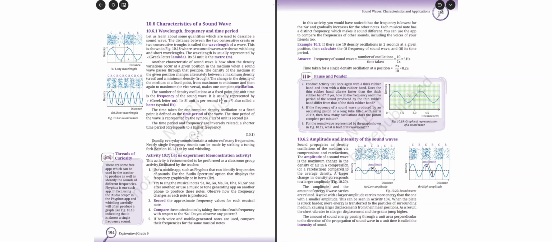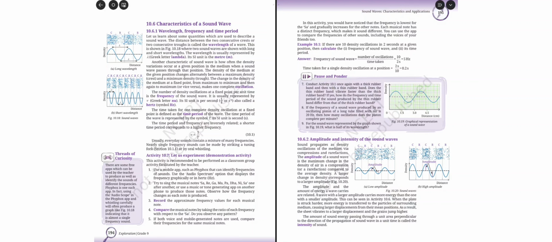Precisely. Now, the flip side of that perspective is the time period, represented in equations by a capital T. And how is that different? Instead of asking how many in a second, the time period asks how long for just one. It is the exact duration of time, measured in fractions of a second, required for one single complete oscillation to pass a fixed point. So they are essentially looking at the exact same physical event from two different angles. Frequency is the count per second. Time period is the seconds per count.